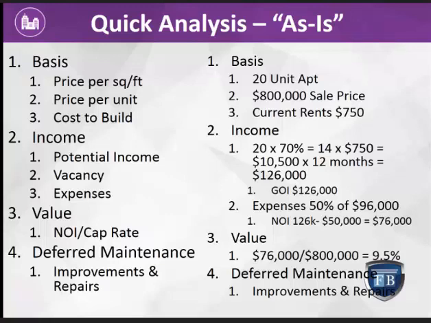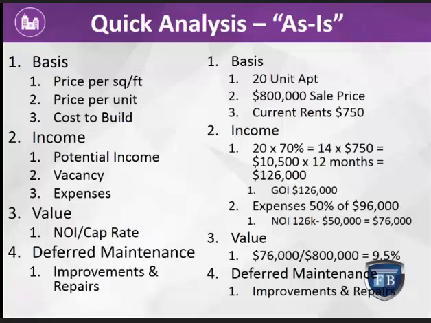Now, I'm getting a few questions. I thought you wanted to factor in vacancy. We'll realize with the as-is numbers, when we're going only off 14 units, we already know the vacancy, right? So we don't have to take it out again, because at 14 units, we're at the actual vacancy. So that gets us to our gross operating income of $126,000.